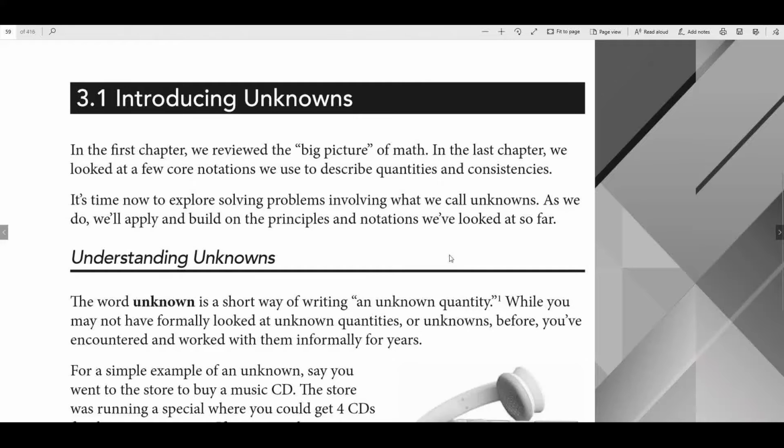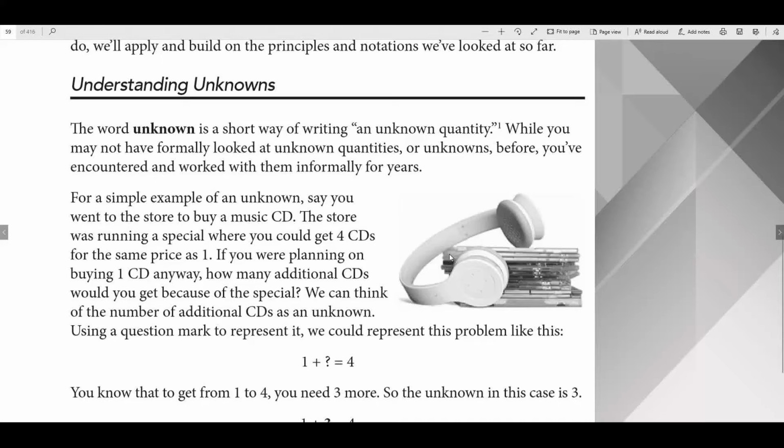So in the first chapter of this book, we reviewed the big picture of math. In the last chapter, we looked at a few core notations we use to describe quantities and consistencies. So basically, in chapters 1 and 2 of this book, we've gone over to make sure that you know and understand the basic mathematical equations that you'll come in contact with, most all of them. So now it's time to start exploring solving problems involving what we call unknowns. As we do, we'll apply and build on those principles and notations that we've looked at so far. We're just going to add another little thing to it.